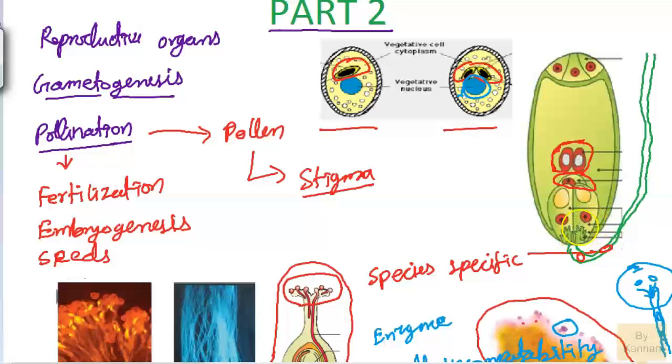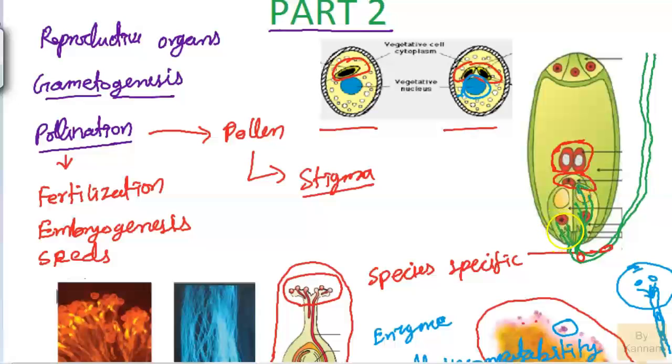In most of the cases, the tube cell just grows inside either of the synergid cells, either on the right side or the left side. So in either of the synergid cells, it penetrates and releases the generative cells inside the synergids. Through this synergid path, the generative cell will ultimately reach the egg cell.